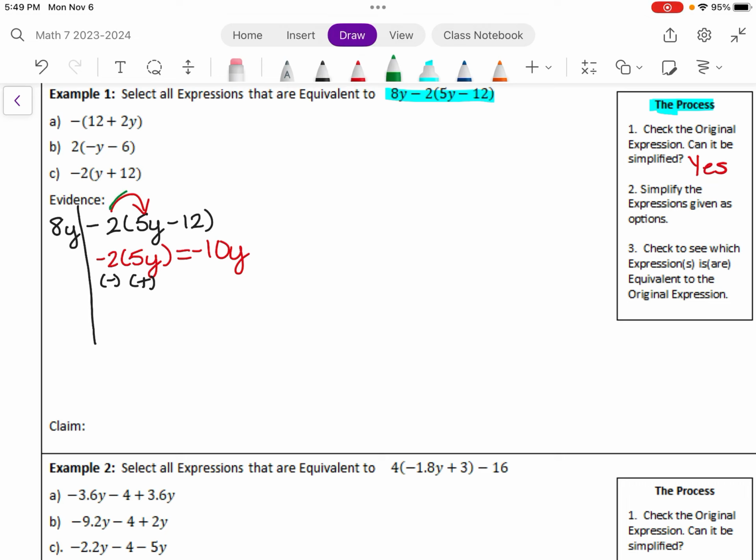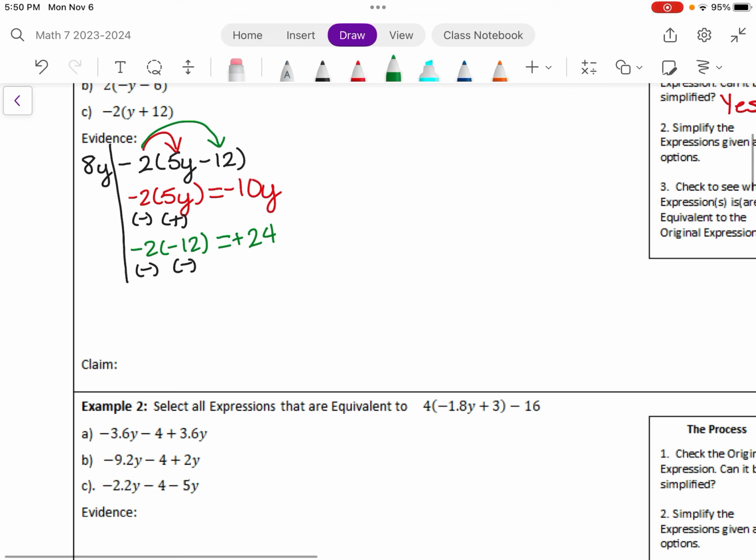My next one, I distribute my negative 2 to my negative 12. So I get negative 2 times negative 12. 2 times 12 is 24. I have a negative times a negative, which tells me this is going to be a positive. Now putting it all together into one expression, I bring down this 8y, and then I bring down the negative 10, so plus negative 10y, and then bring down my plus 24.